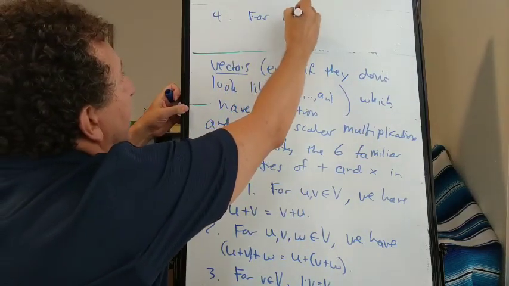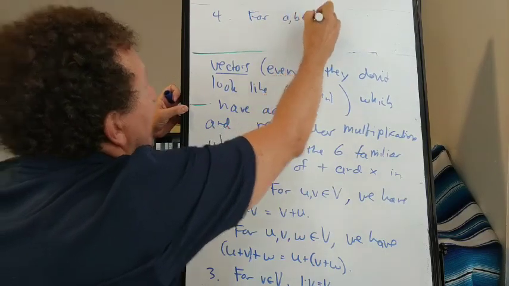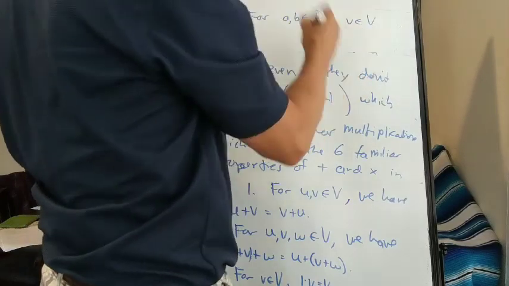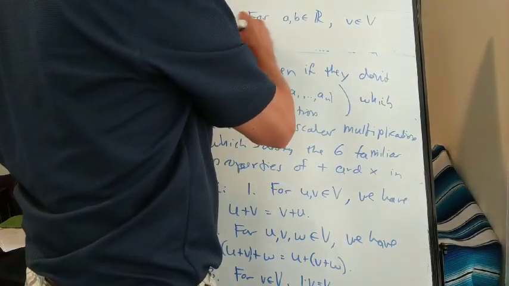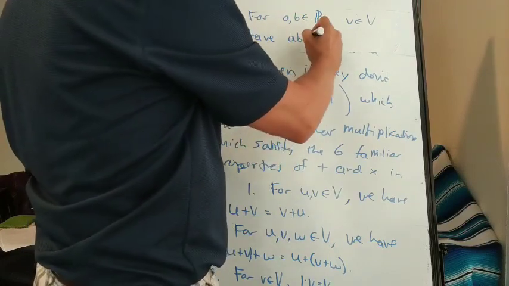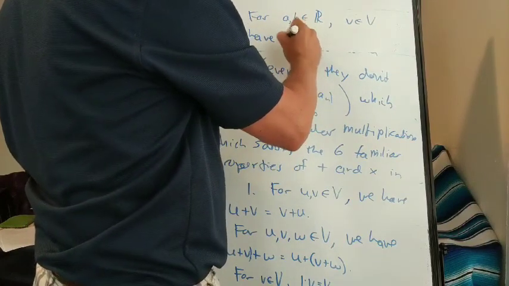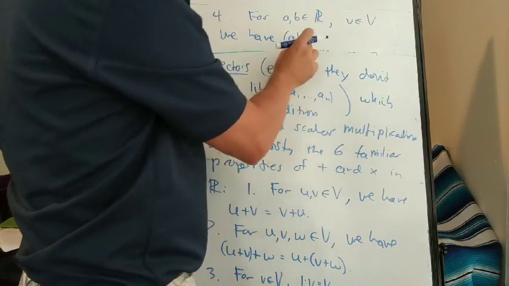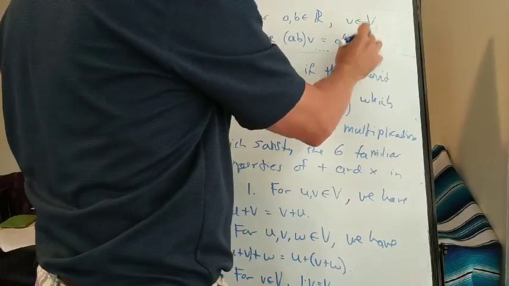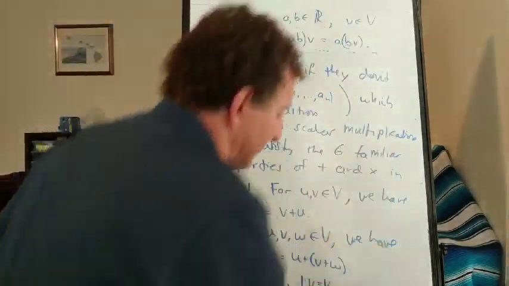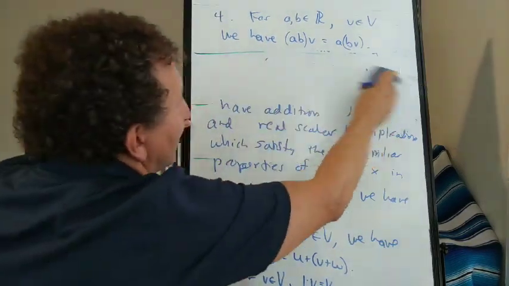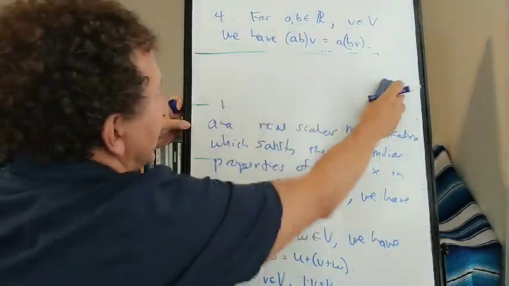If we have real numbers a and b, and any element of the vector space, any vector, then if we want to act by scalar multiplication on v by a and b, we could multiply ab first, or we could multiply by b first and then a later, and we would get the same thing. That's just what we'd expect from multiplication by real numbers, because real multiplication works that way.